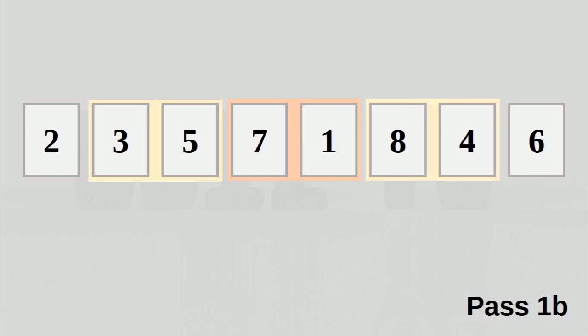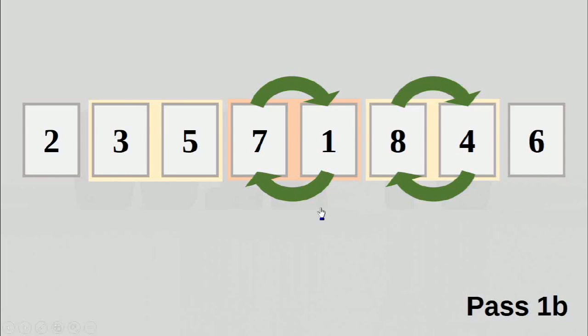Anyway, we compare these numbers. These 2 sets are out of order, so we swap them. That actually concludes one pass of the odd-even sort. Now, clearly we're not done yet.